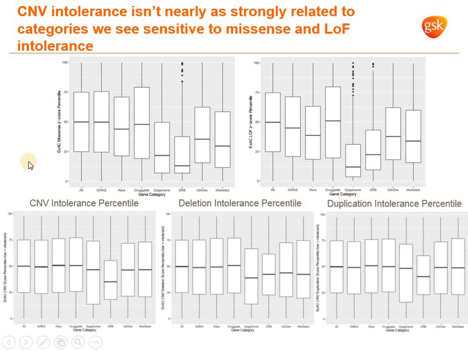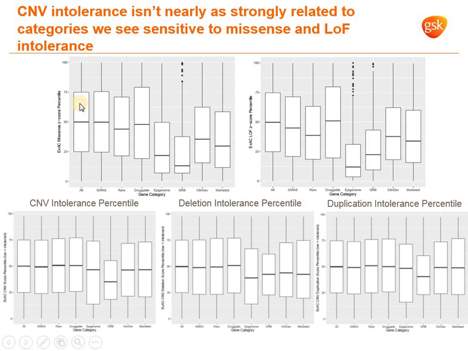Similarly to what I had done in the April presentation, I also went ahead and looked at the copy number intolerance percentiles. Essentially, do we see much difference in these intolerance percentiles as you look across some pretty interesting categories of genes?